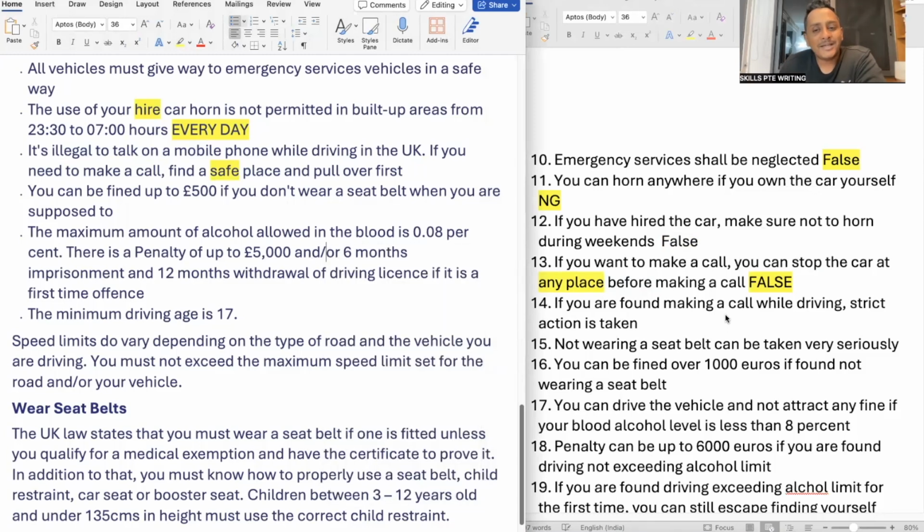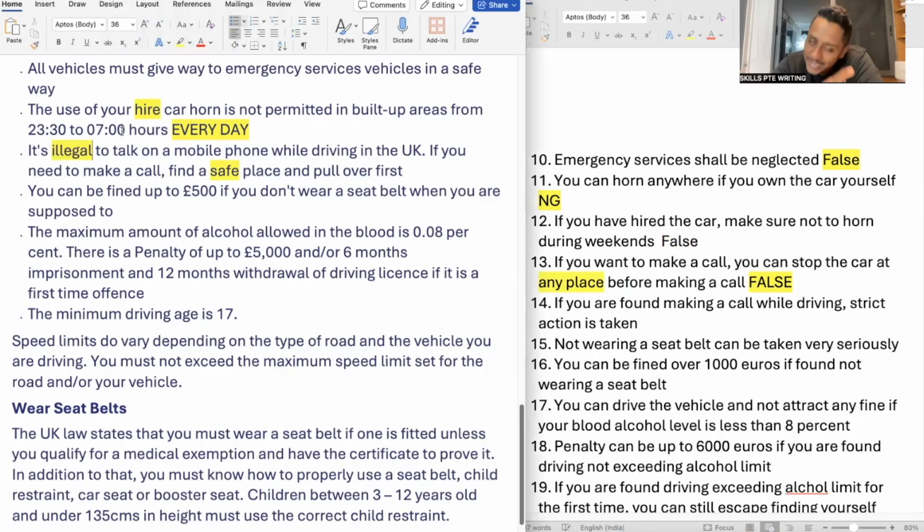If you're found making a call while driving, strict action is taken. What is the answer? Have they written strict action is taken? Very good, sir. No, Diksha, wrong. Session wrong. It's illegal. Illegal means definitely strict action will be taken. It is given. So in the previous ones from 1 to 9, it was never written whether it is legal or illegal. So strict action, we said not given.